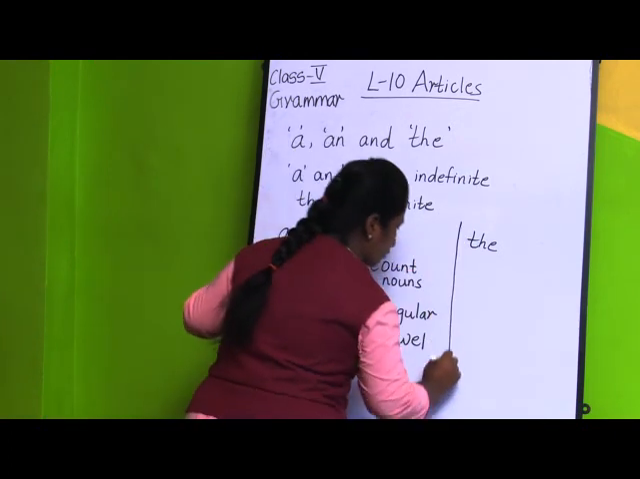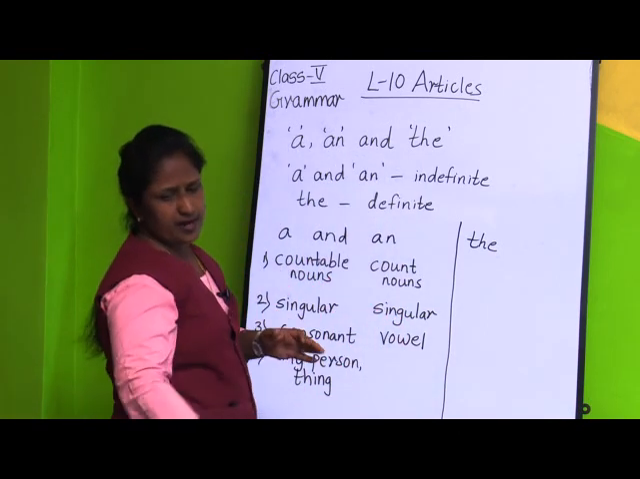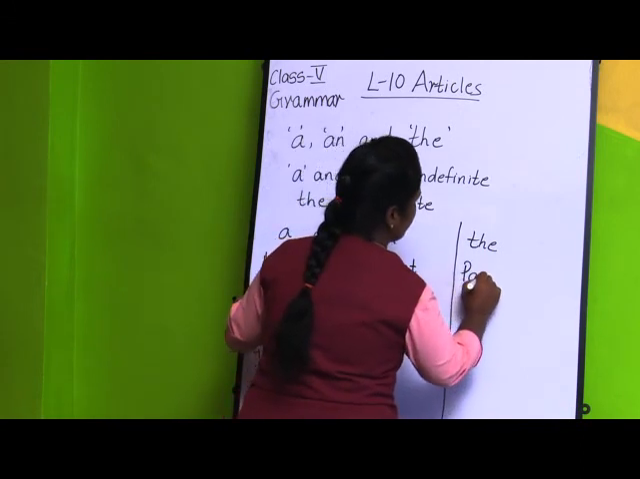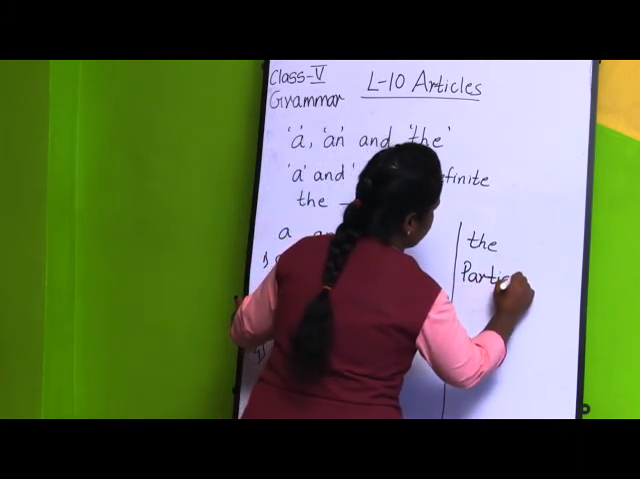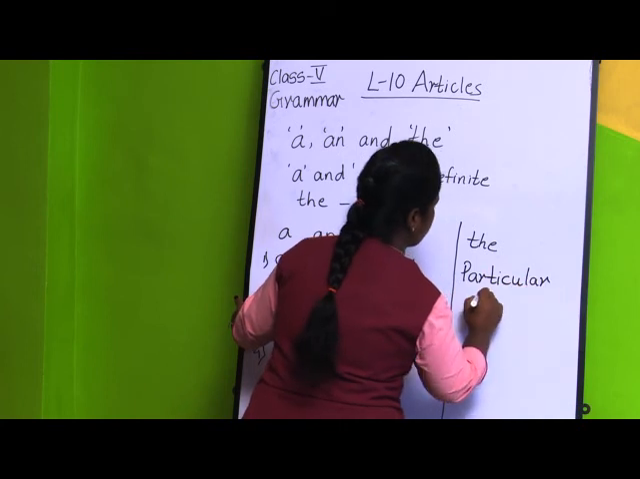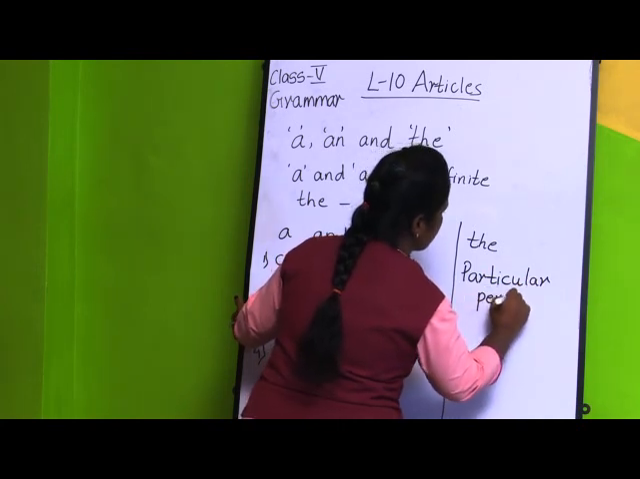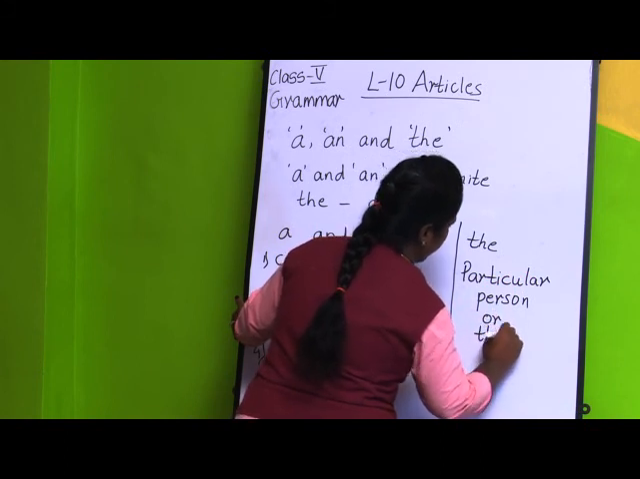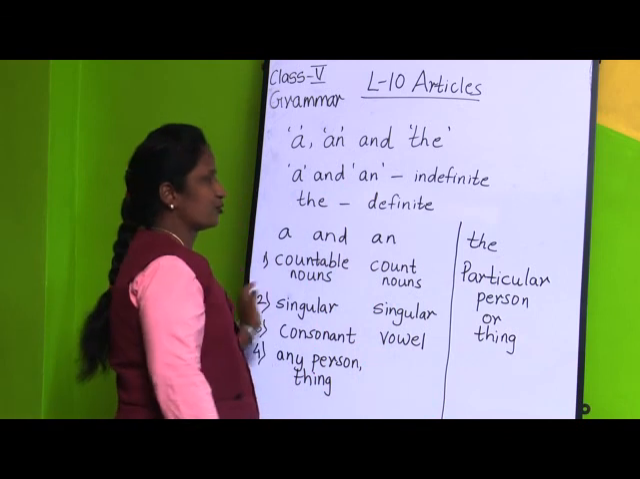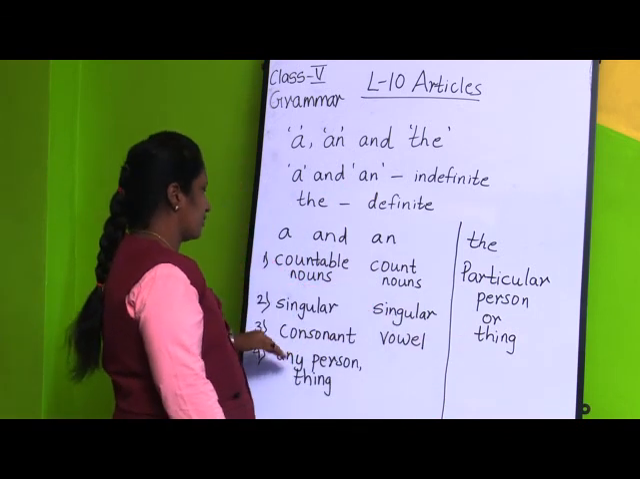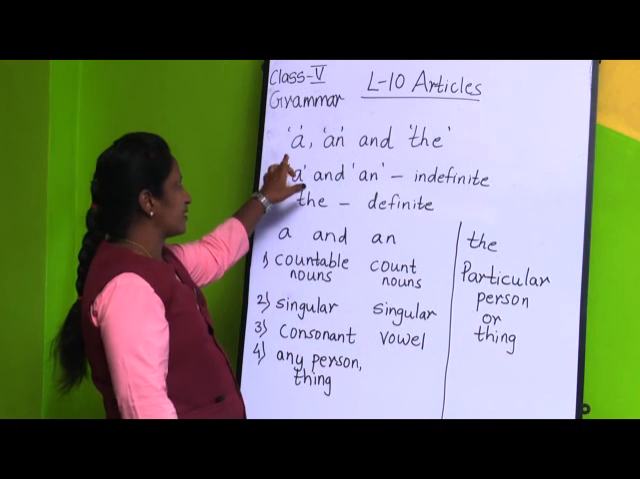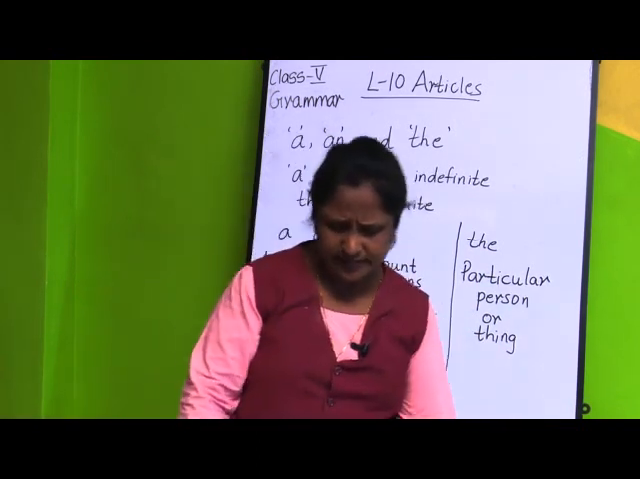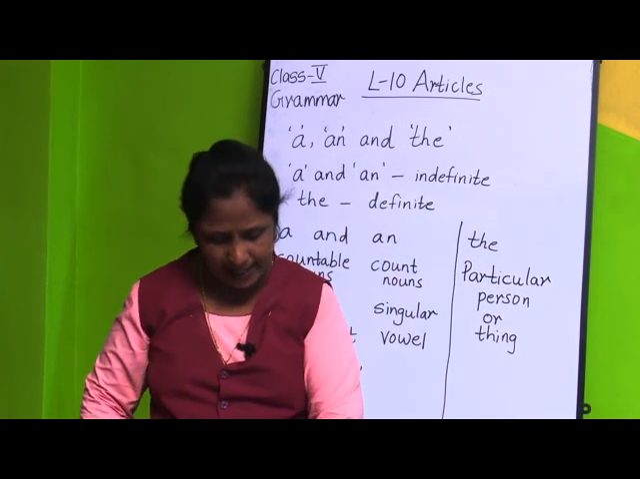But if you see about the article "the", the one thing is what? Here we talk about only a particular person or thing. So, these are the rules of the articles a and the. Also, we have done with the exercises, that is A, B and C.